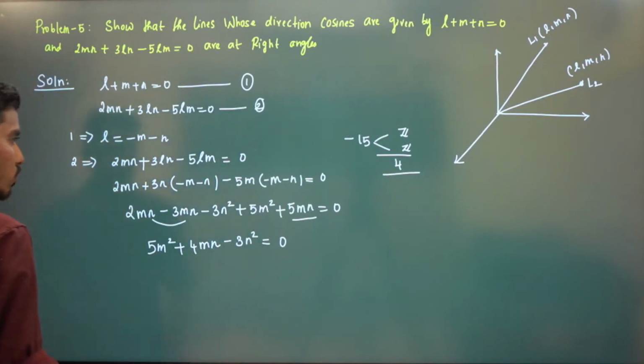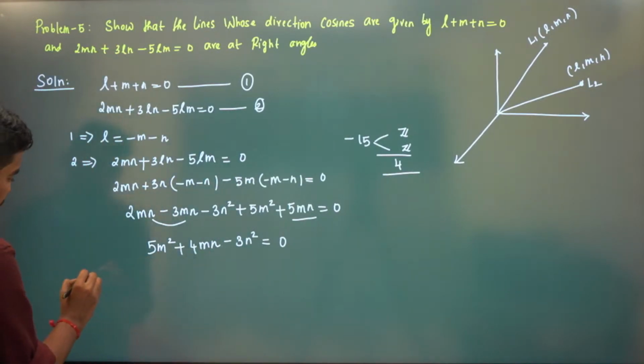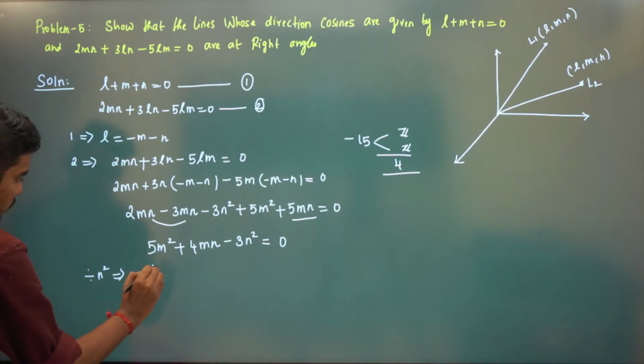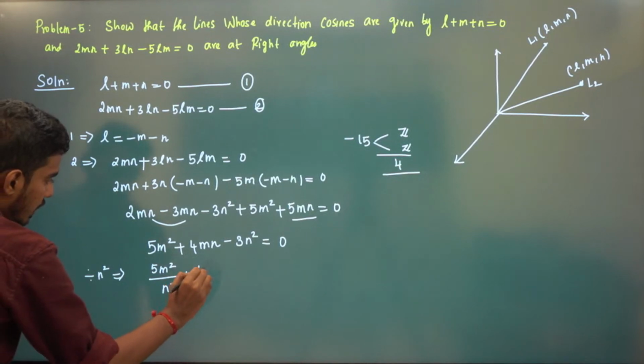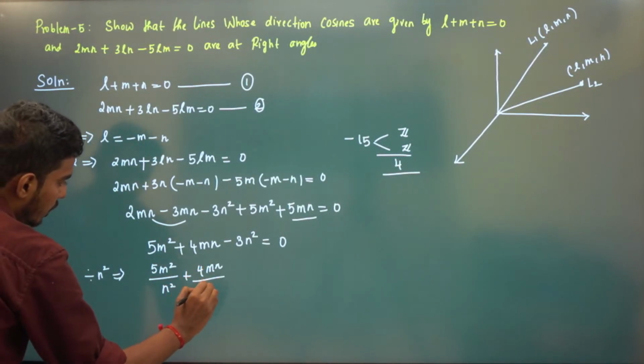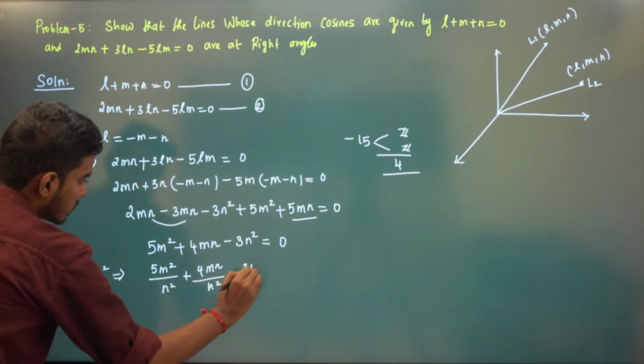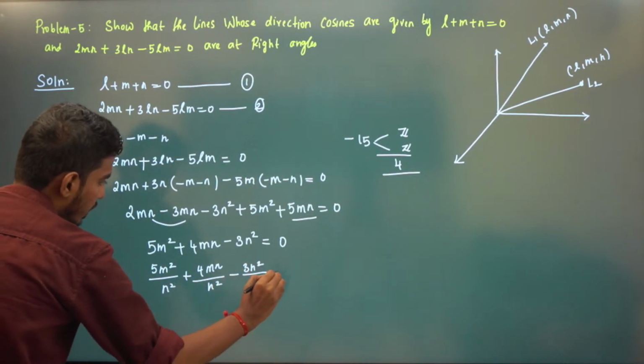Now what I'm going to do is divide by n². Dividing by n², this will be 5m²/n² + 4mn/n² - 3n²/n² = 0.